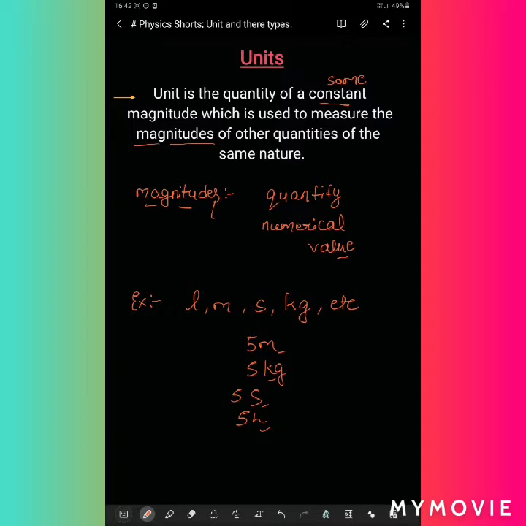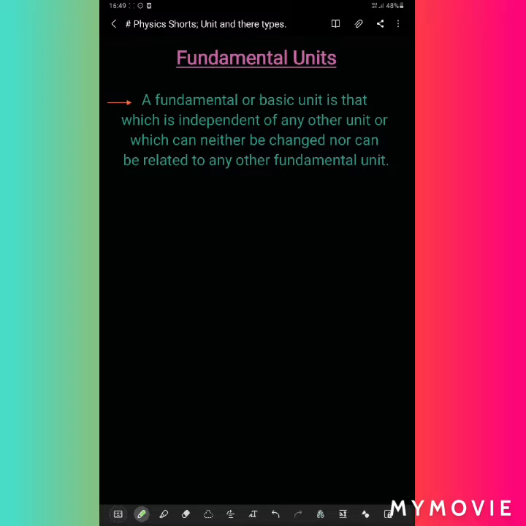Now let's move on to their types. As I told you, we will discuss the kinds of units, that are fundamental and derived units. First let's know about fundamental units. So what is a fundamental unit? A fundamental unit, also called a basic unit, is that which is independent of any other unit, or which can neither be changed nor be related to any other fundamental unit. Basically, the meaning of fundamental unit is that it is an independent unit.